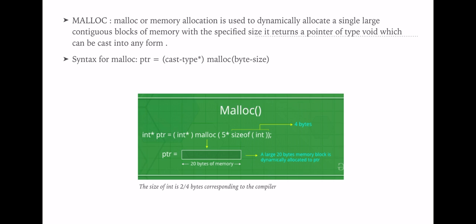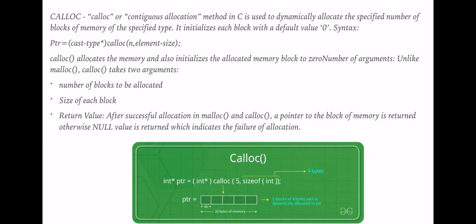So the next is calloc. Calloc, or contiguous allocation method in C, is used to dynamically allocate a specified number of blocks of the specified type. It initializes each block with default value 0. The syntax is ptr equals cast type calloc n, element size. So calloc allocates the memory and also initializes the allocated memory block to 0. Unlike malloc, calloc takes 2 arguments: the number of blocks to be allocated and the size of each block.